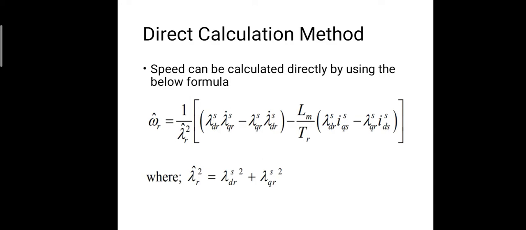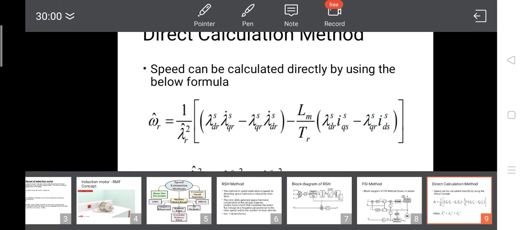Direct calculation method. Next one comes under machine model methods. First one is the direct calculation method. In this direct calculation method, speed is calculated by using the above formula. Omega r is equal to 1 by lambda r square, lambda drs lambda qrs minus lambda qr lambda dr, minus lm by tr, lambda dr i square iq square, lambda qrs i ds.